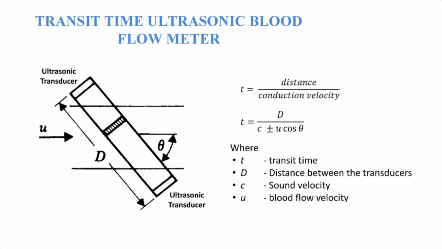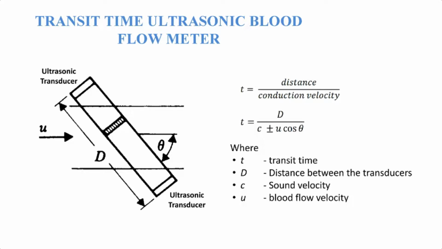So the transit time could be determined by the formula distance divided by conduction velocity. Here the distance between the transducers is taken as d, and the conduction velocity is given by c plus or minus u cos theta. Cos theta is nothing but the angle at which the transducers have been shifted. So, depending upon the time, the blood flow indicates whether it is in the positive direction or in the reverse direction.